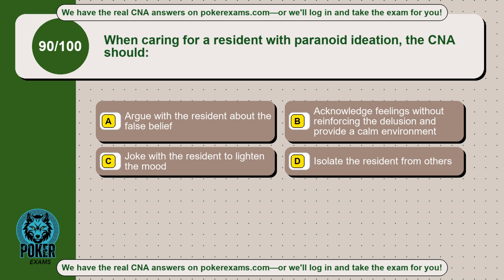Question 90. When caring for a resident with paranoid ideation, the CNA should: Option A, argue with the resident about the false belief. Option B, acknowledge feelings without reinforcing the delusion and provide a calm environment. Option C, joke with the resident to lighten the mood. Option D, isolate the resident from others.